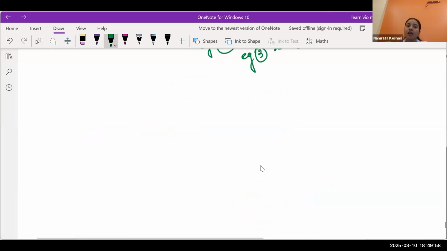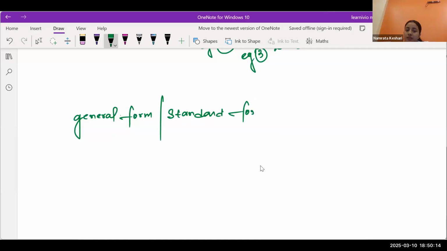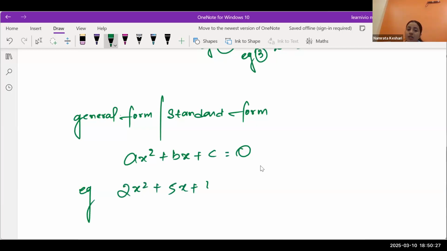Quadratic you already understand. Now equation. So the general form or standard form of a quadratic equation, how exactly does it look? That is ax square plus bx plus c is equal to 0. For example, it can look like 2x square plus 5x plus 8 is equal to 0, or maybe 7x square plus 3x plus 20 is equal to 0.